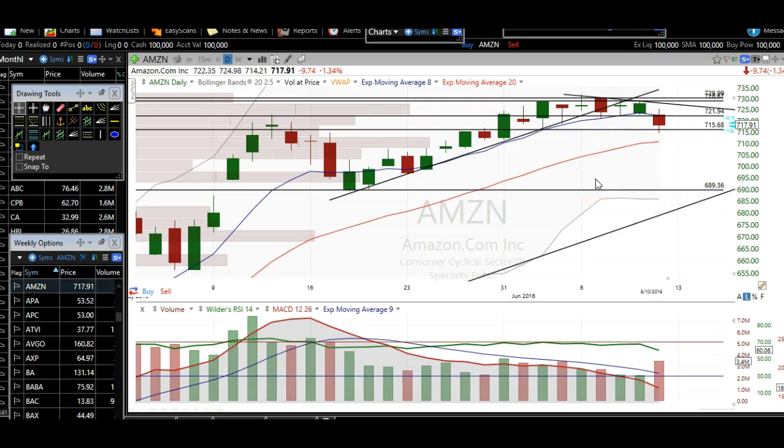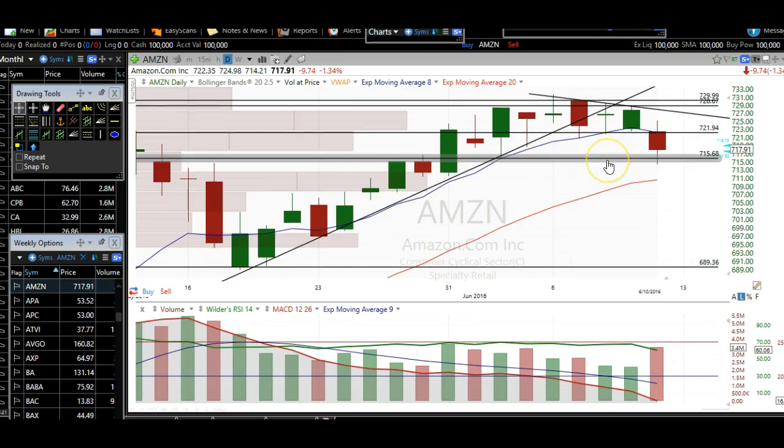Again, like I always say, you don't want to blindly short based off of MACD or a moving average cross. Some people do that, but in my opinion, you really want to see price follow through.